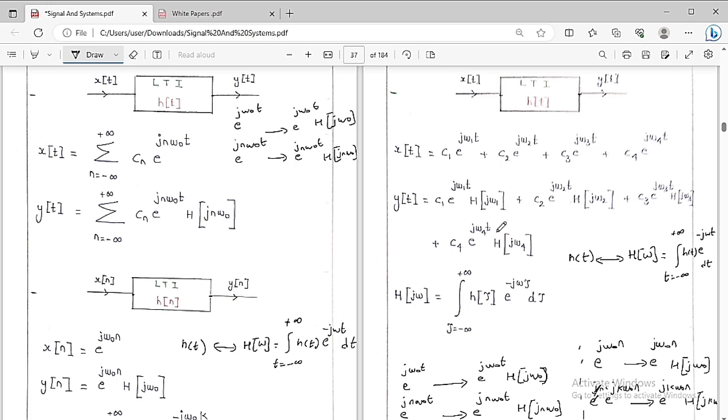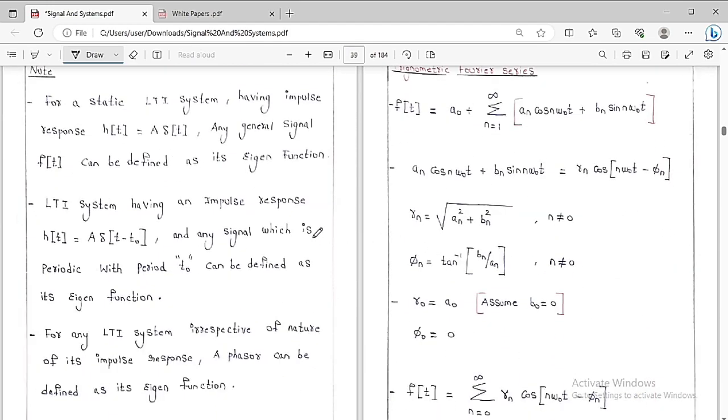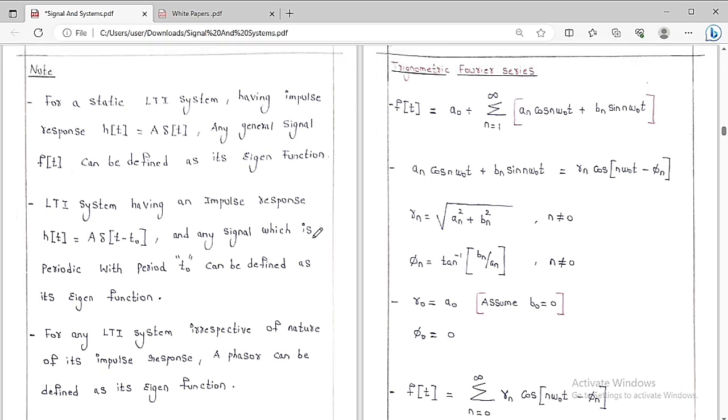If you want omega 1, replace omega by omega 1. If you want omega 2, replace omega by omega 2. If you want omega 3, replace omega by omega 3. If you want omega 4, replace omega by omega 4. That's it. This is the thing you always have to keep in mind. So now let's go for some important notes, which we are going to discuss in a very detailed manner.